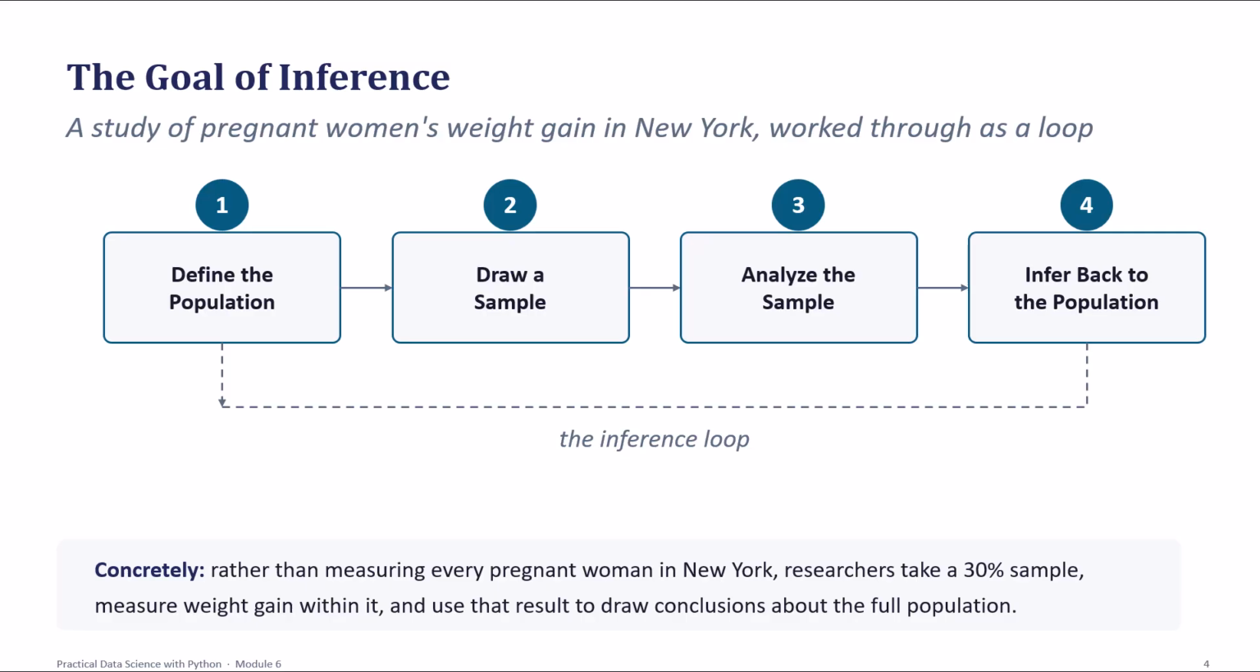Take a study of pregnant women's weight gain in New York, for example, walked through as a loop. We define the population, we draw a sample out of it, we analyze the sample, and we infer back to the population. So this loop is a concrete one. Rather than measuring every pregnant woman in New York, the researcher takes a 30% sample, measures weight gain within it, and uses that result to draw conclusions about the full population.